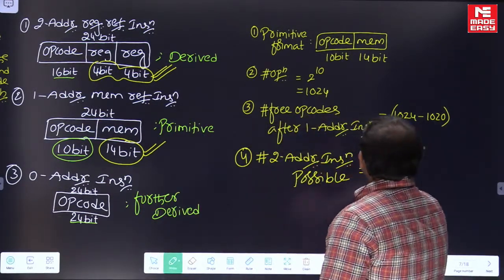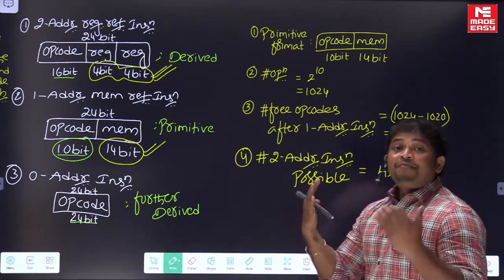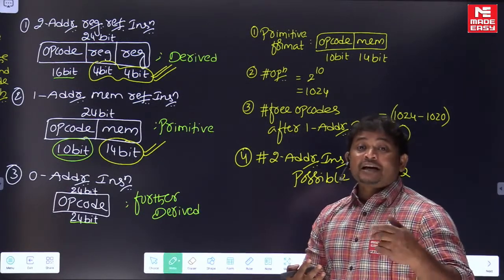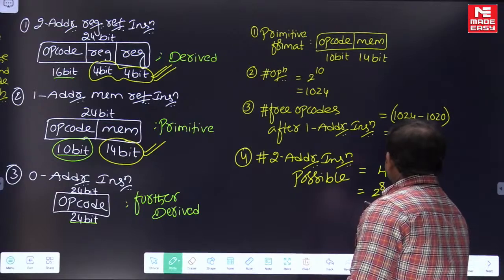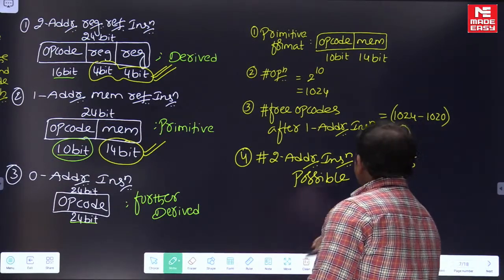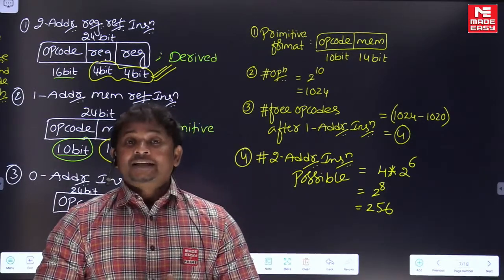The number of free opcodes is 4 into 2 to the power of free address bits. How many address bits are free? 6 bits. 2 power 6, this is equal to 2 power 8, that means 256. So 256 2 address instructions are possible in the system.